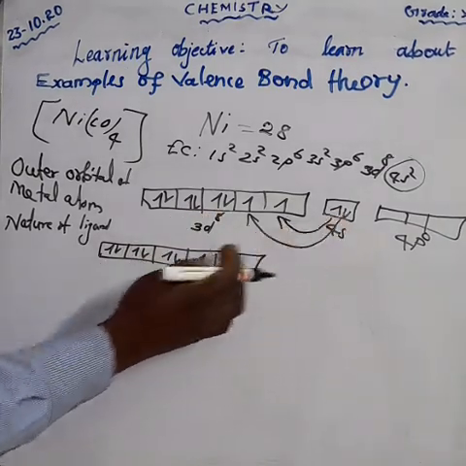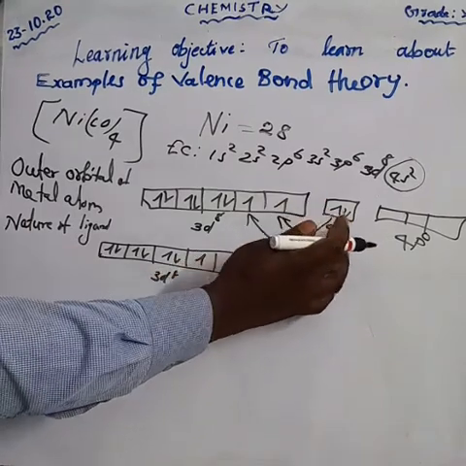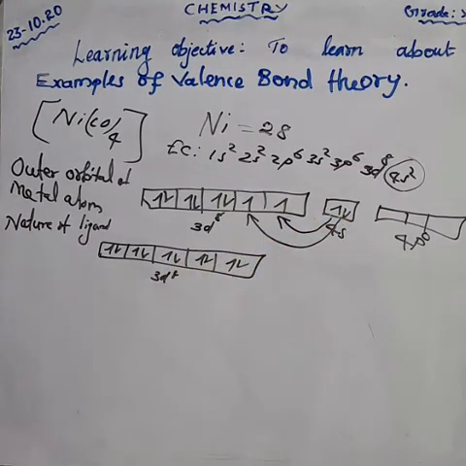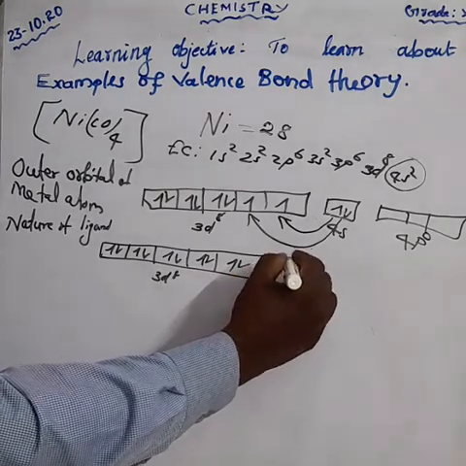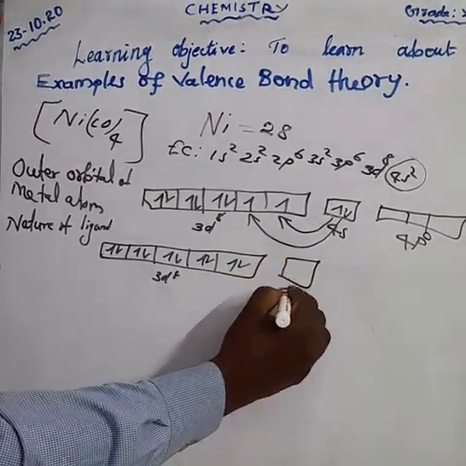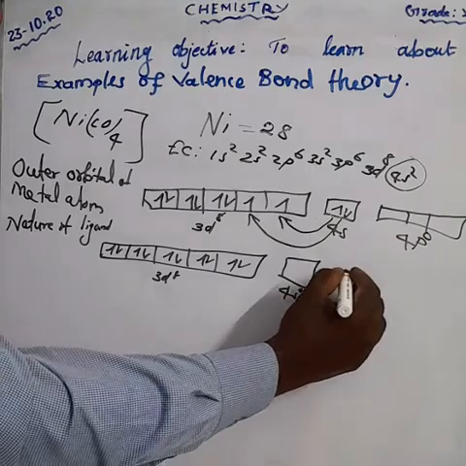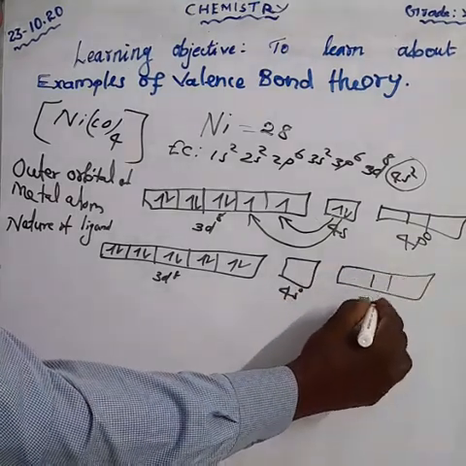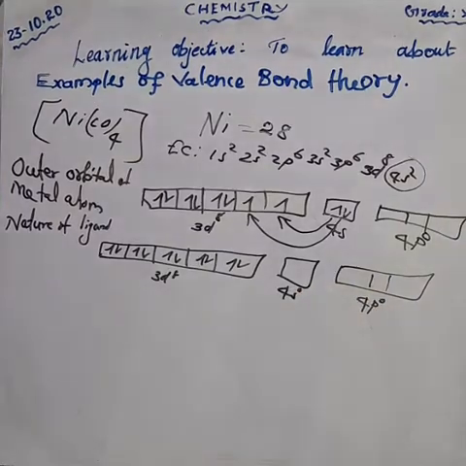The 4s electrons will be attached here. The 2 electrons from 4s also attach here. So 4s has 0 electrons, and 4p also has 0. Can you understand?